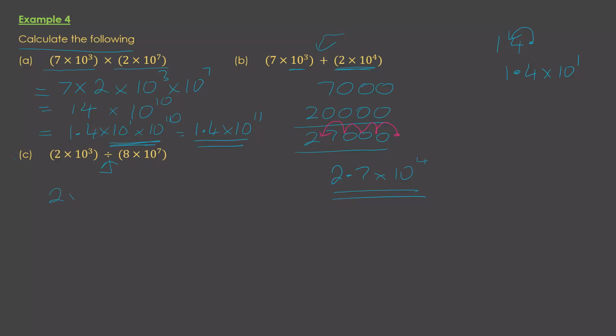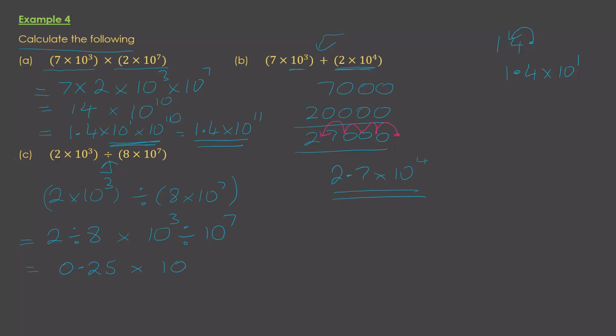So we have 2 times 10 cubed being divided by 8 times 10 to the 7. So if we put the numbers together, we've got 2 divided by 8. And then for the powers of 10, we've got 10 cubed divided by 10 to the 7. Well, 2 divided by 8 is a quarter, 0.25.